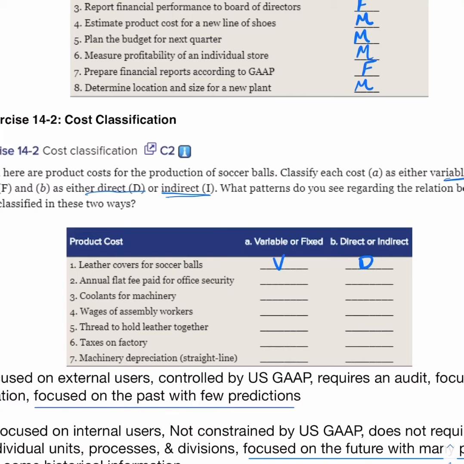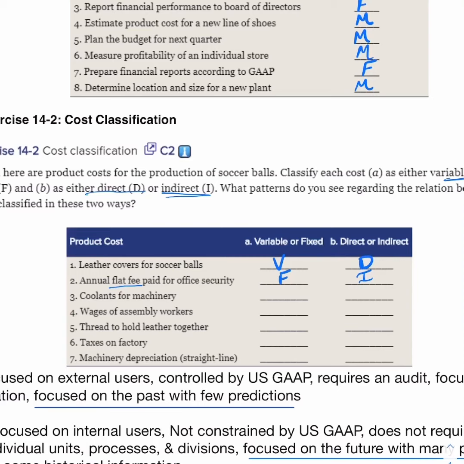Now the next one here tells us an annual flat fee paid for office security. So it is a flat fee, which means it's not going to change, which makes this a fixed cost. Now, is that necessary to producing our products? Probably so. We have to make sure we are able to maintain security at our offices, but it is not directly traceable to each individual soccer ball, for example. So that would be an indirect cost.